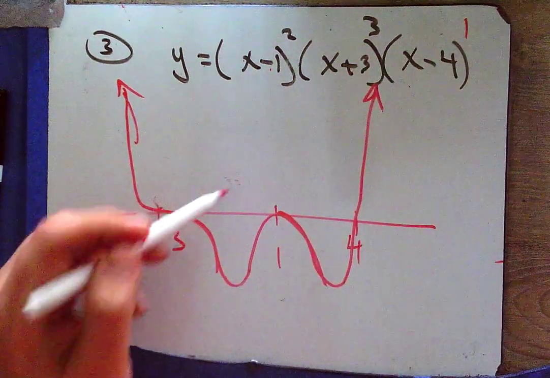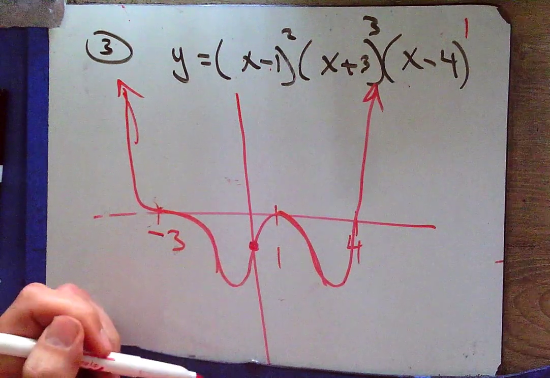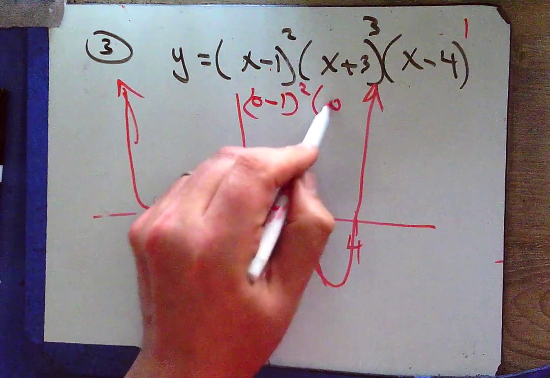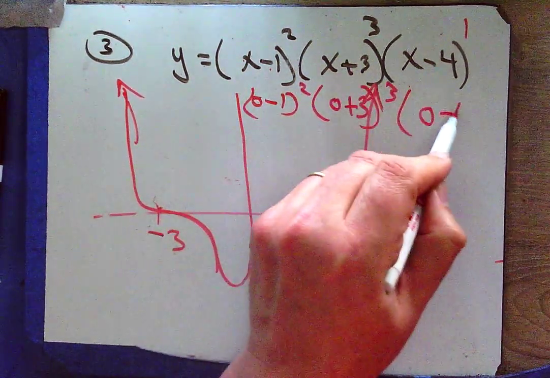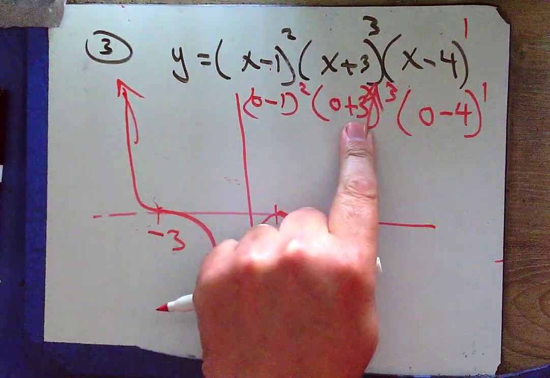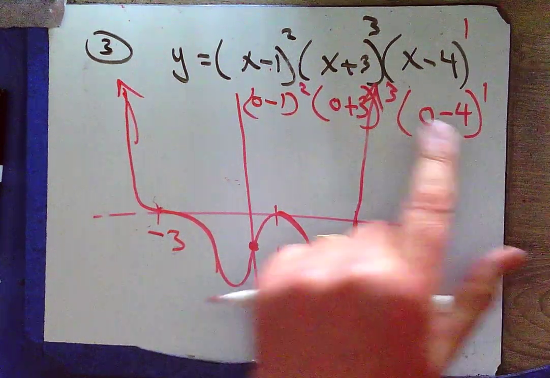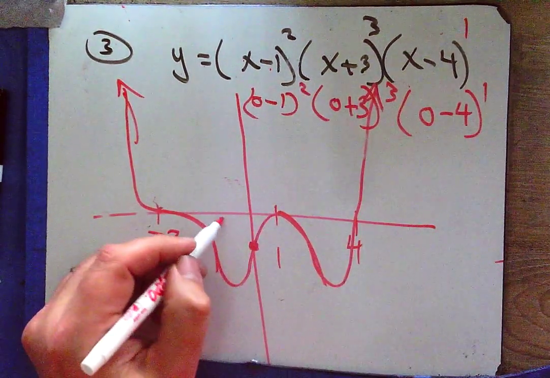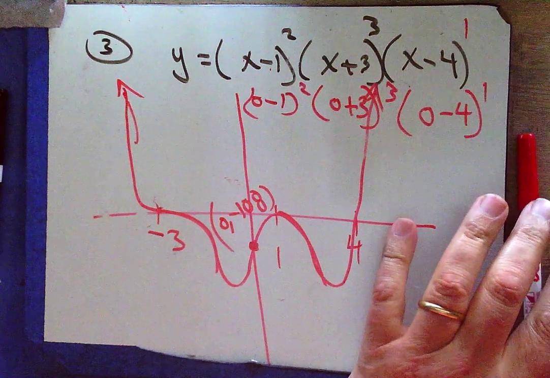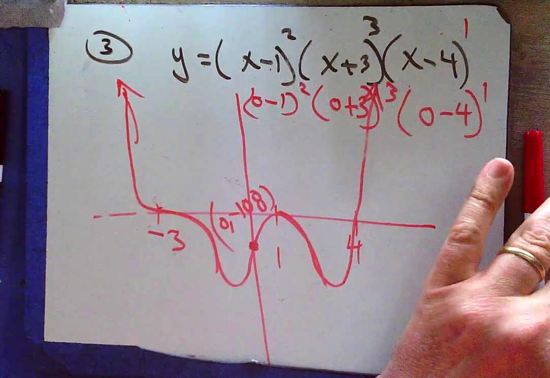Okay. Don't forget the y-intercept needs to be labeled here. And I find a y-intercept by setting all these x's equal to 0. And so what am I going to get? I'm going to get 1, I'm going to get 27, and I'm going to get -4. So 27 times -4 is -108. And there's my graph. Now, I thought it might be good for us to practice this a little more, okay? And I think if we're okay with that, then maybe we can step it up a bit. So, let's see what we've got.